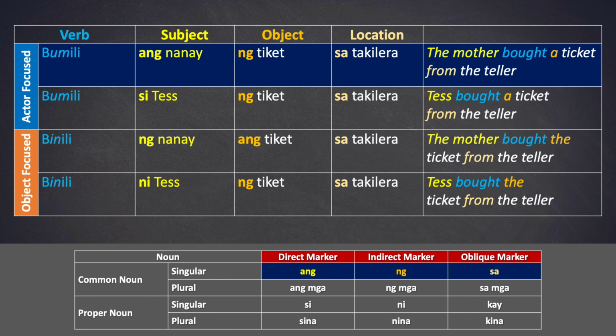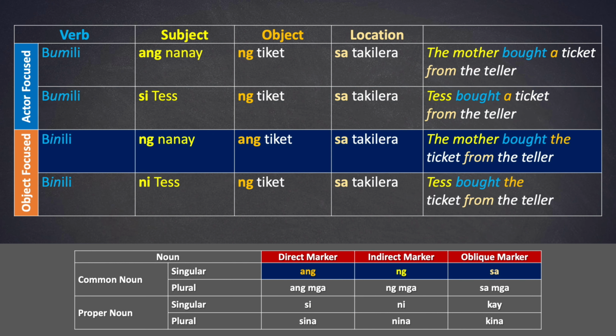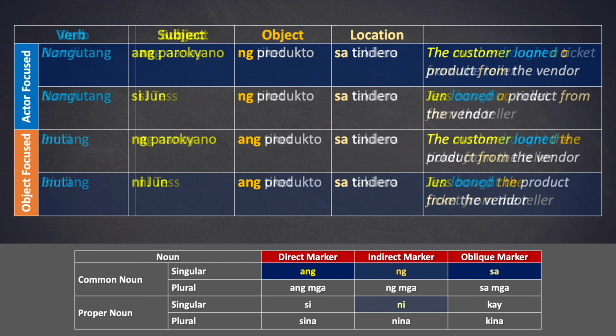Bumili ang nanay ng ticket sa takilera. The mother bought a ticket from the teller. Bumili si Tess ng ticket sa takilera. Tess bought a ticket from the teller. Binili ng nanay ang ticket sa takilera. The mother bought the ticket from the teller. Binili ni Tess ang ticket sa takilera. Tess bought the ticket from the teller.